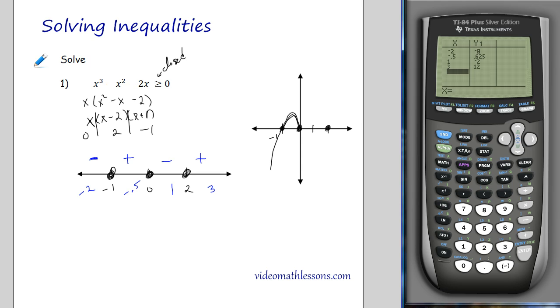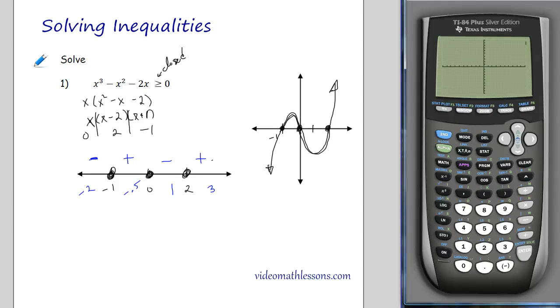Something like this. Negative for this zone. And then positive, meaning it's just going up like this. And it's a cube, right? So we know one side's going to go up, one side's going down for odds. Let's hit graph and let's just see roughly what this looks like. And that's actually not too shabby. That looks pretty good. Now, let's answer the question.